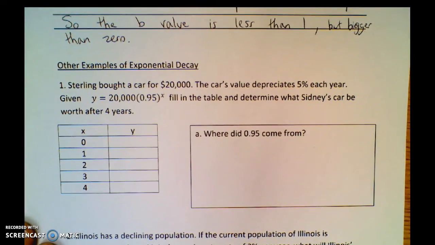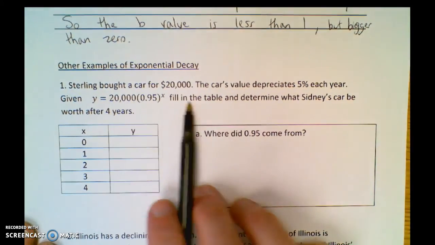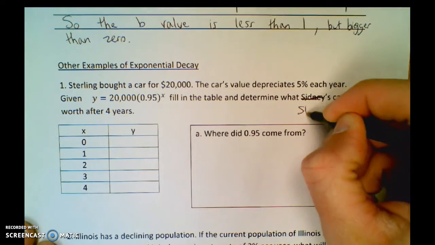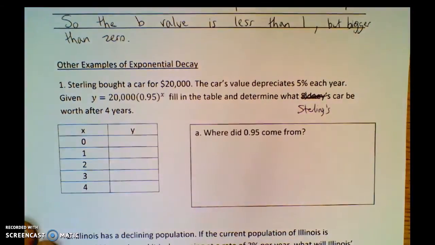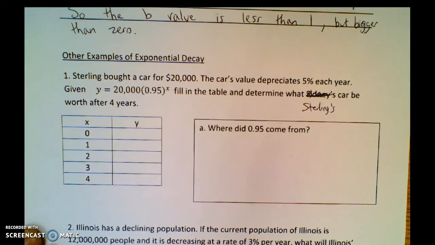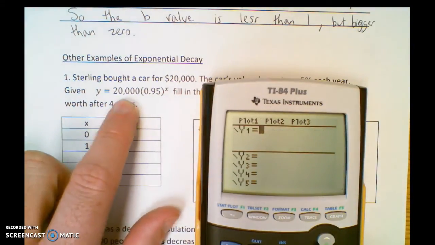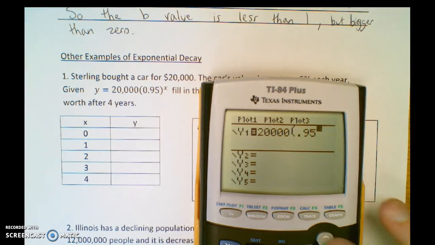So Sterling bought a car for $20,000. The car's value depreciates 5% each year, and then given this equation, fill in the table and determine what Sterling's car will be worth after 4 years. So go to your calculator, y equals 20,000 is the initial value of the car, 0.95, and then to the x. Oops, make sure you're outside of the parentheses there.